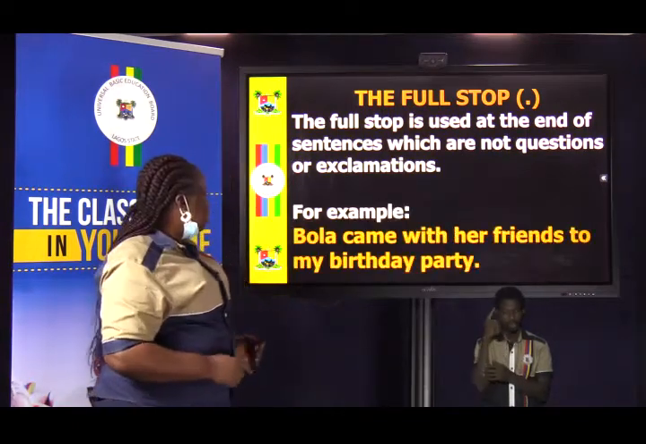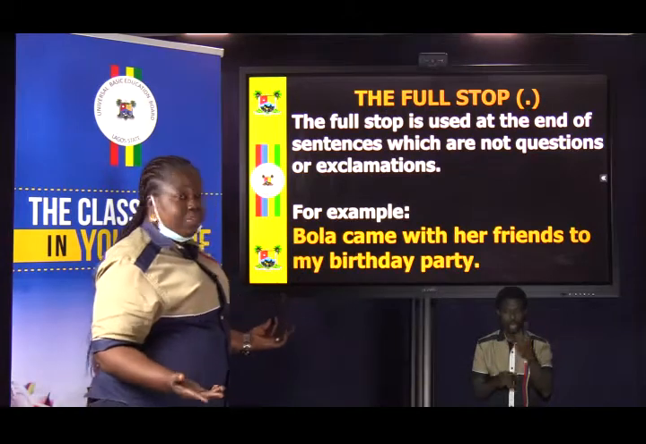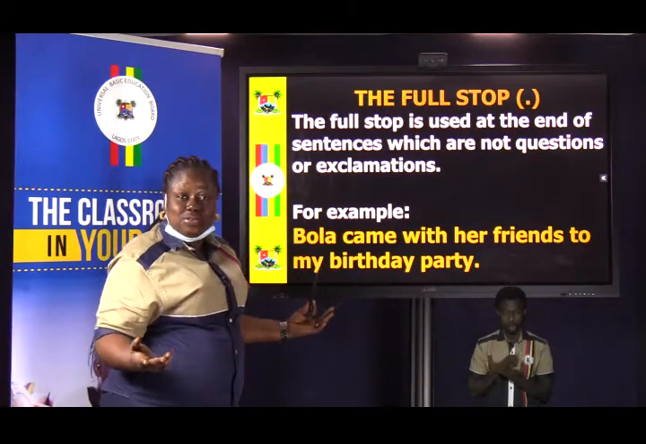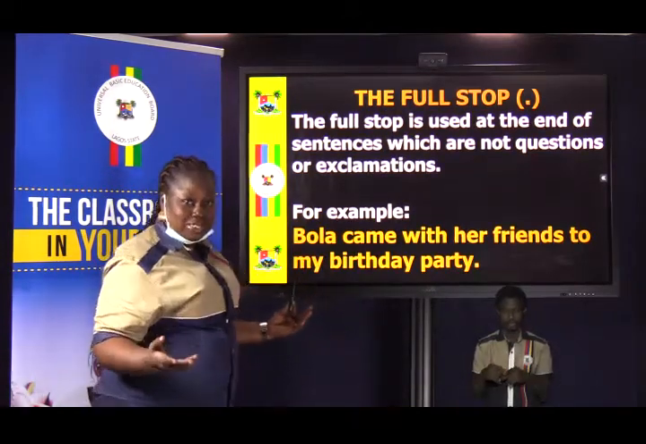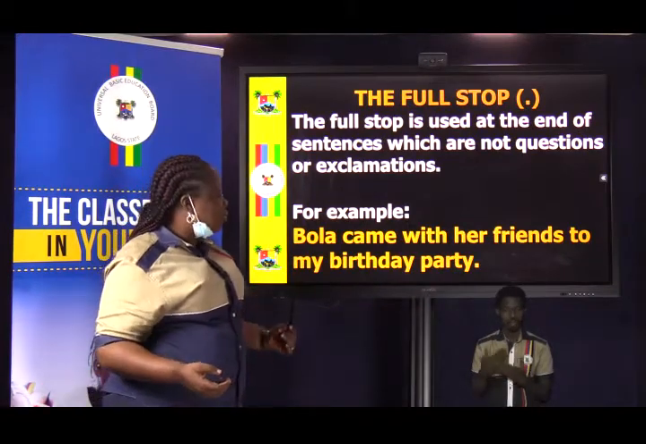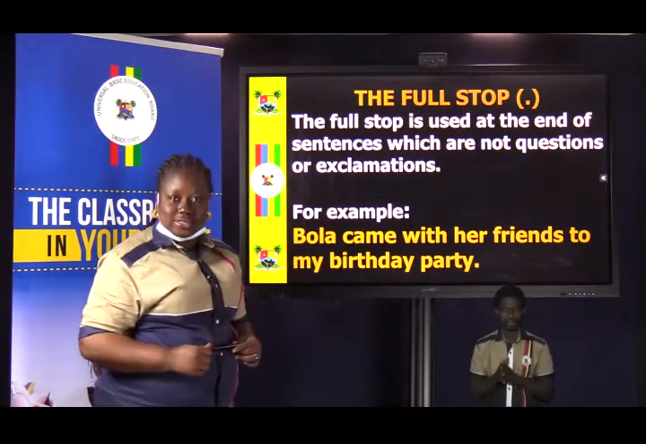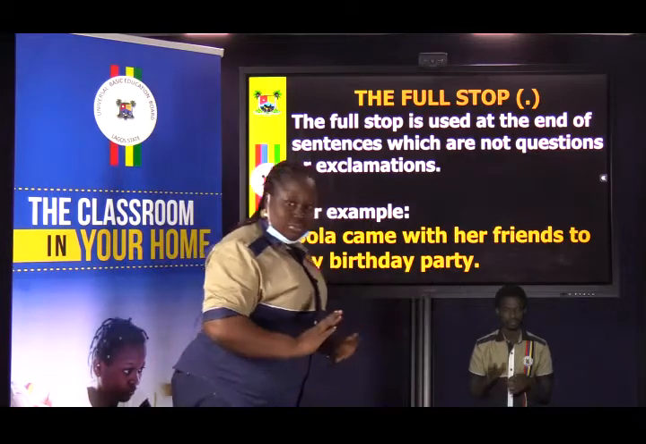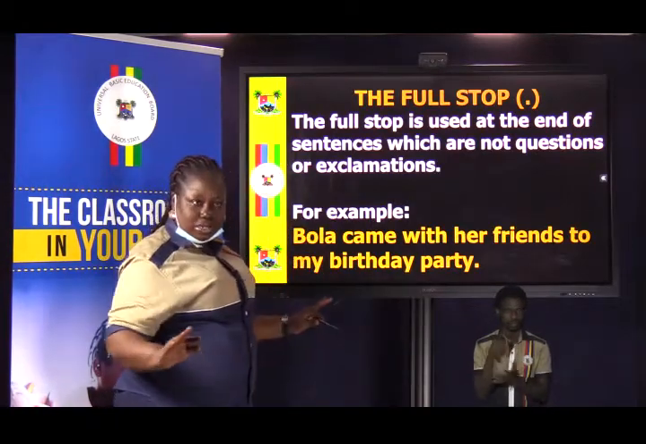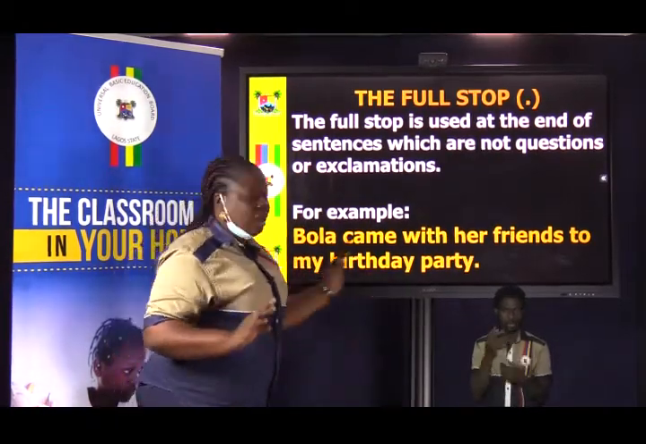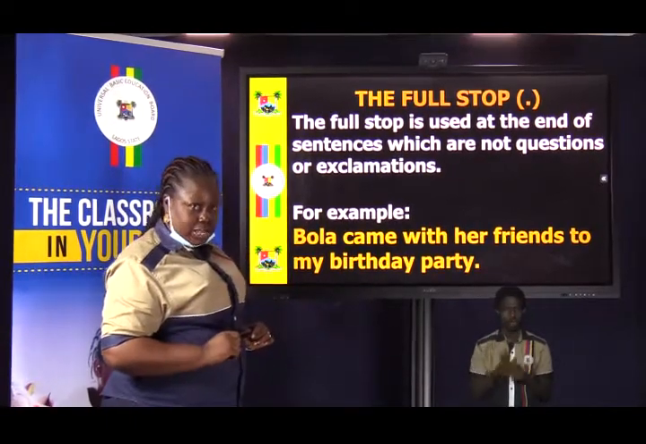For example, "Bola came with her friends to my birthday party." You will say, Auntie Fumi, on birthday party. Yes, I like birthday parties, yes. "Bola came with her friends to my birthday party." Full stop. It is a sentence that has been completed. And so, we have the full stop there. Did you get that?